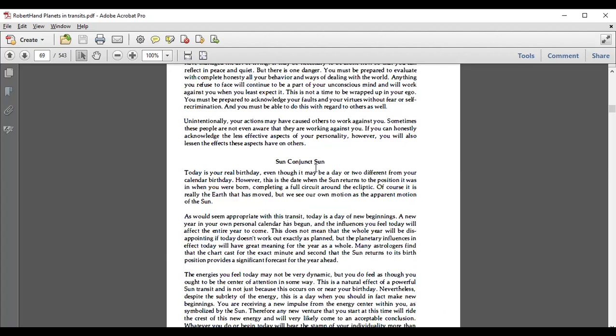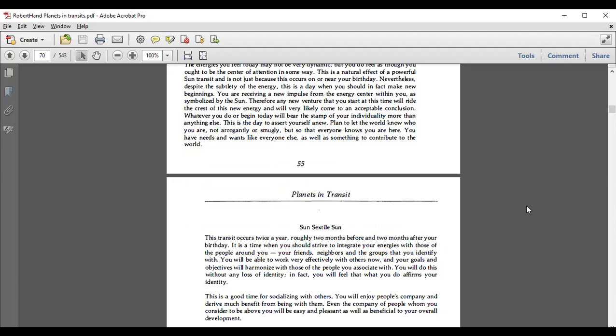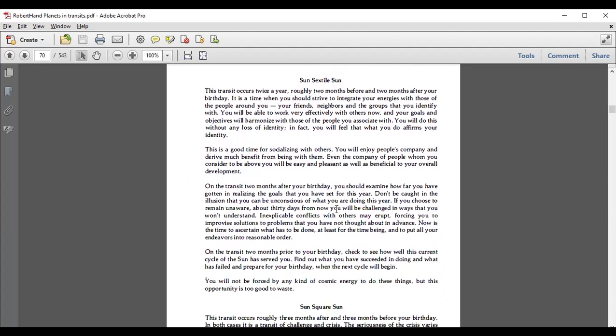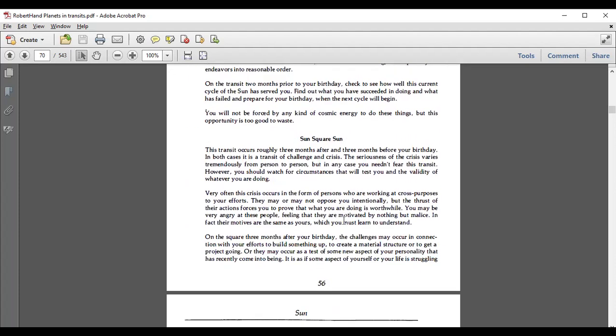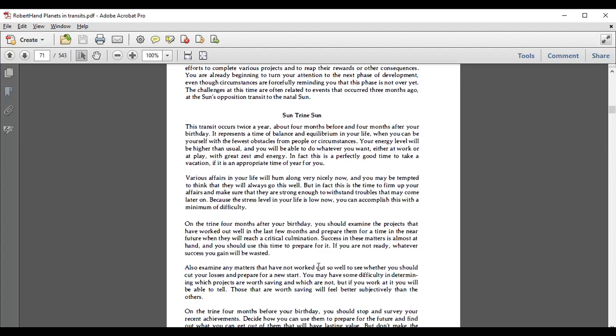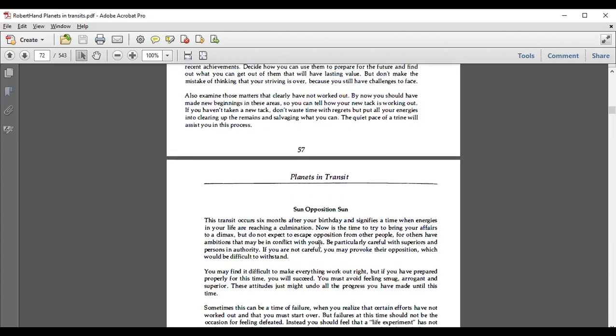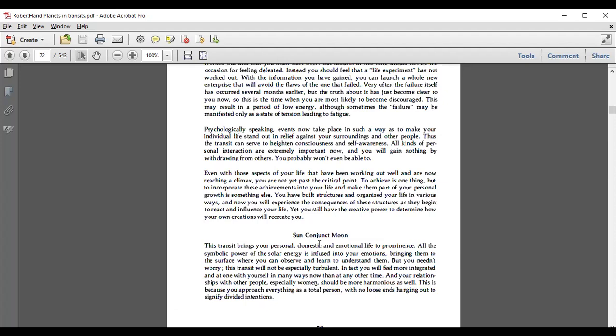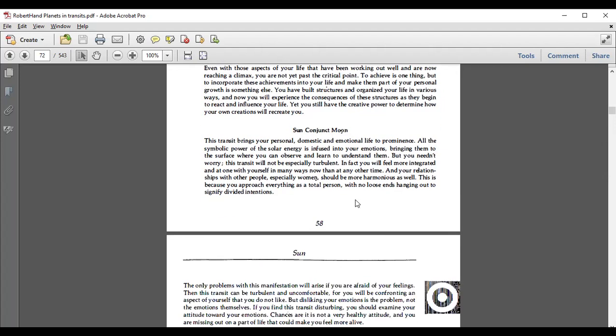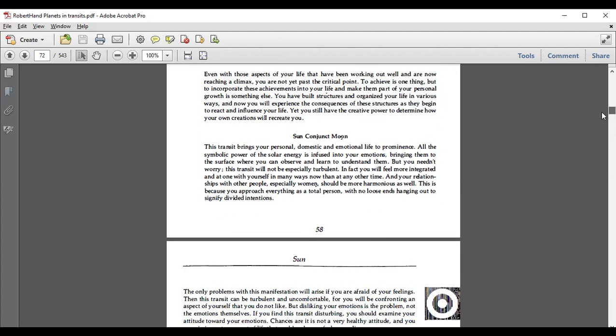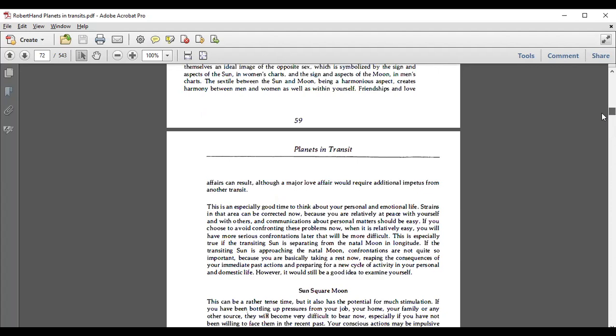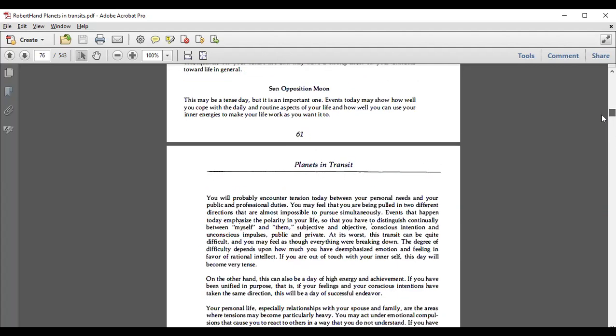So we'd have sun conjunct the sun, and then sun sextile the sun, and then square the sun, and then trine the sun. And then it would be opposition the sun, right? And then we would go to the next one, sun conjunct the moon, same thing, all the way through Pluto.